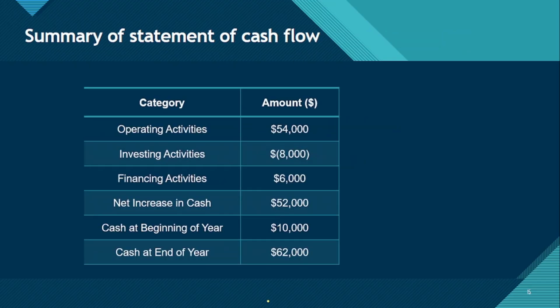So in this case, the summary of the statement of cash flow is: operating activities 54,000, which is positive; investing activities 8,000, which is negative; financing activities 6,000, which is positive. So the net increase in cash is 52,000, that means 54,000 minus 8,000 plus 6,000. Cash at the beginning of the year is 10,000, so the cash at the end of the year should be 62,000, which means 52,000 plus 10,000.